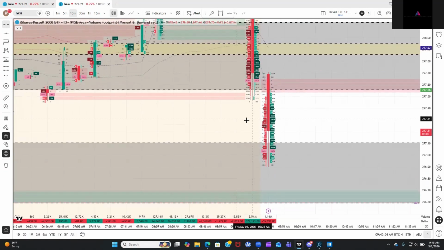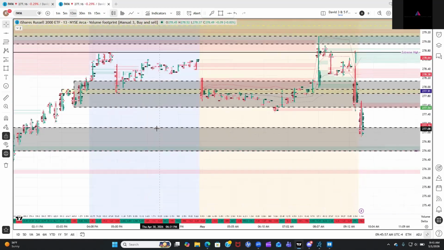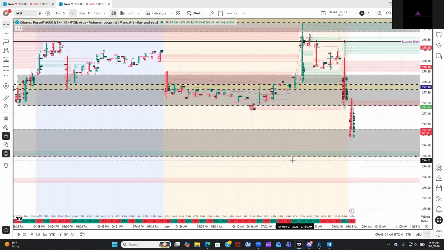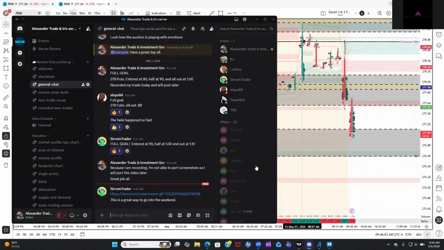Ooh, look at the auction now. Now it's coming into this area from last session where we saw a bunch of selling happen. All right, before I jump off, let me see what the rest of my guys are doing. I'll look at that later.